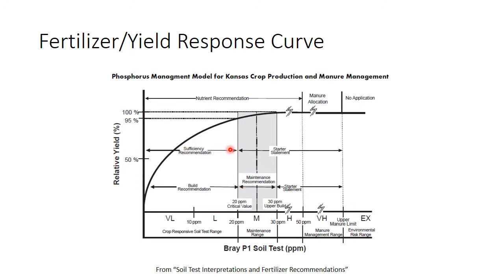And so, I guess one example would be if you're renting ground and you're not sure if your lease is going to be renewed, then you don't want to add any extra fertilizer because that's just extra cost. So in that case, you might do sufficiency.